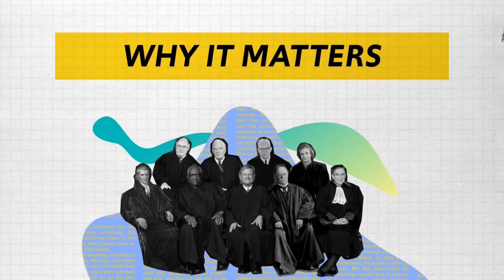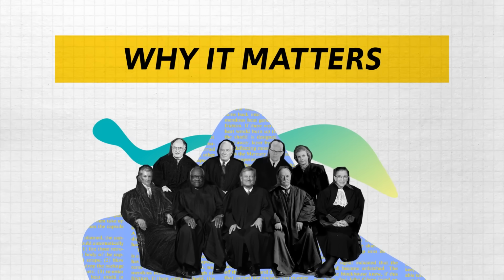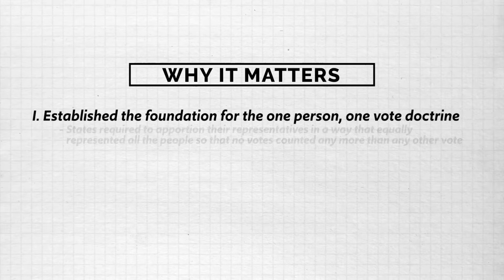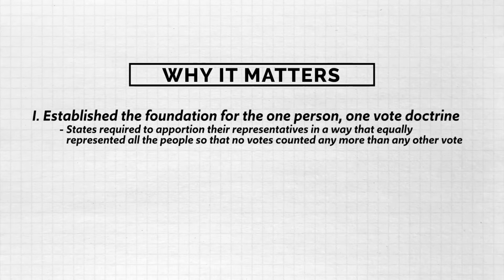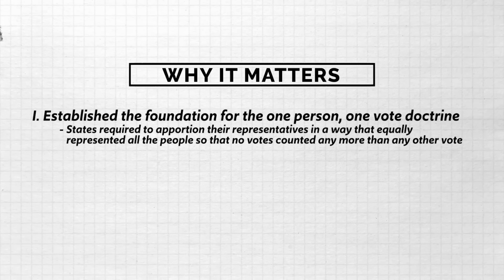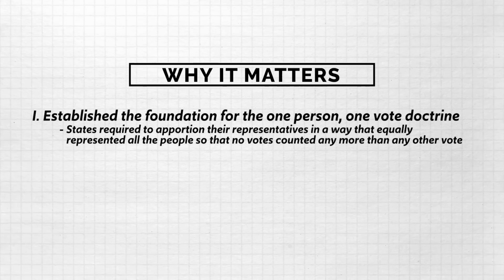Now, you're probably asking yourself, why in the world is this such a big decision? And why did it kill a guy who was wrestling with it? Well, in order to answer that, let's talk about why this case matters. First of all, the case established the foundation of the one person, one vote doctrine, in which states were required to apportion their representatives in a way that equally represented all the people so that no votes counted any more than any other vote.